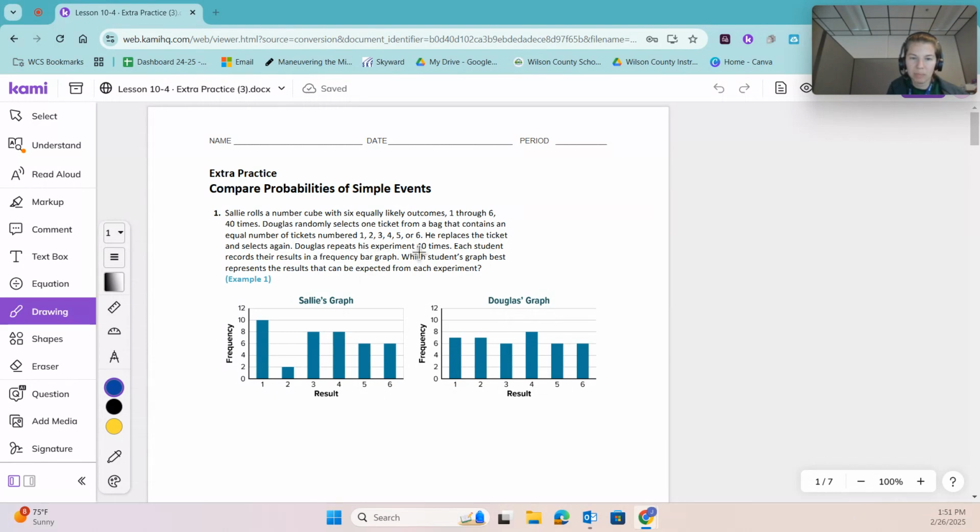Douglas repeats his experiment 40 times. Each student records their results in a frequency bar graph. Which student's graph best represents the results that can be expected from each experiment?